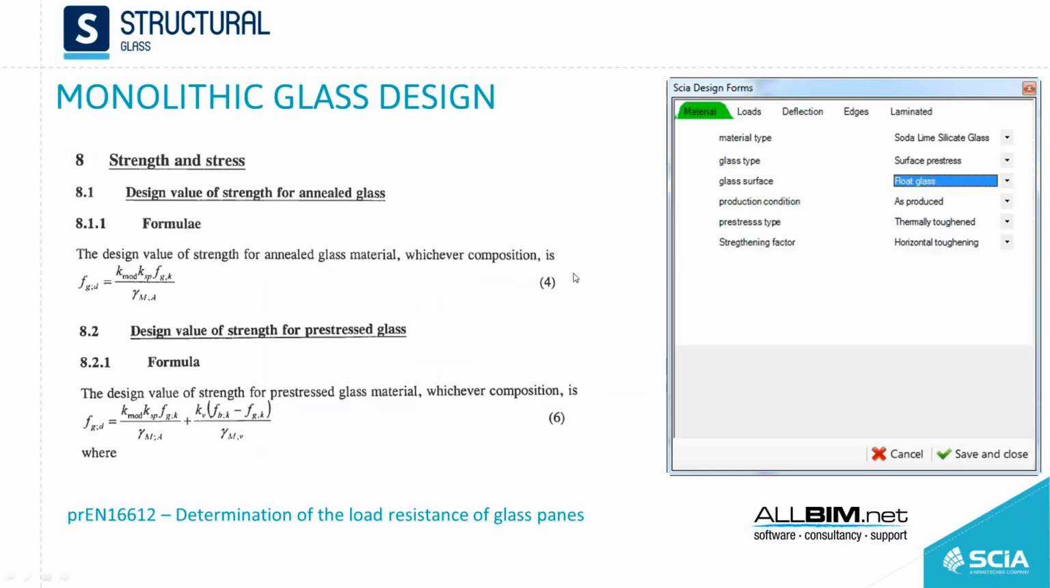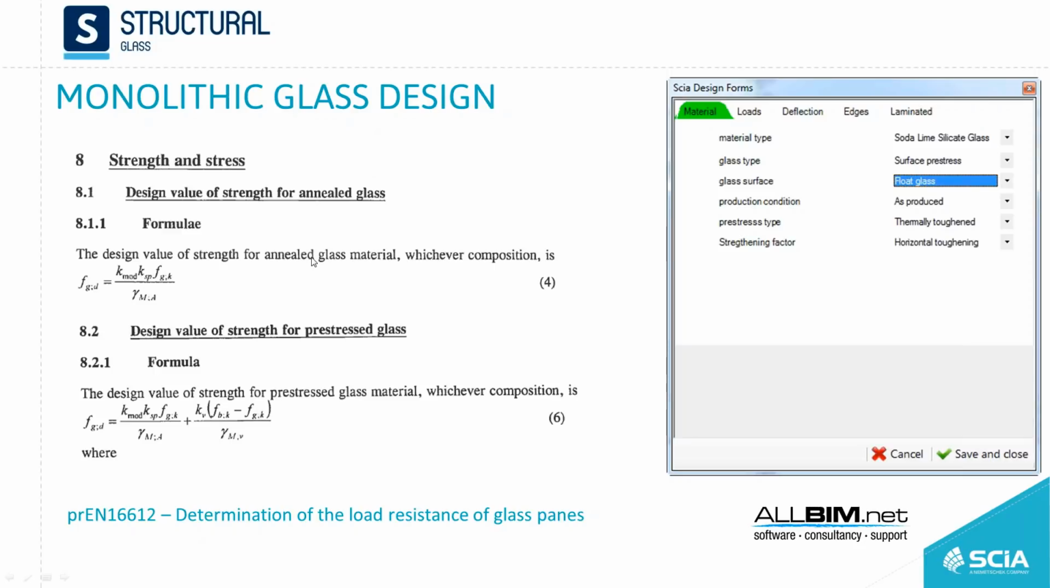So I will go briefly through the problems each module treats. So we have the monolithic glass design. This is basically the design formula used in the code, in the pre-European norm. So there are quite a lot of factors if we are to compare with steel or with concrete. So this gamma has the same notation as in Eurocode, so there are safety coefficients. But then there are a lot of factors that take into consideration the load duration or the surface treatment.